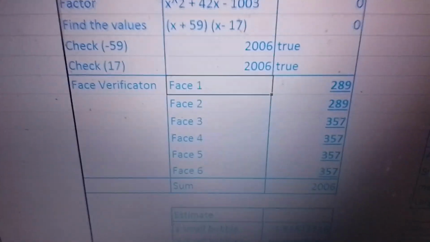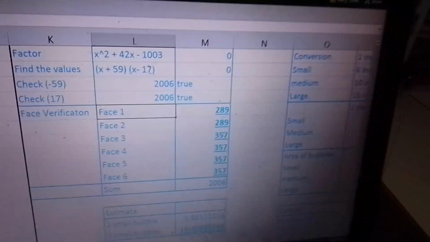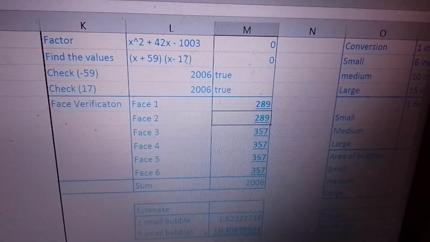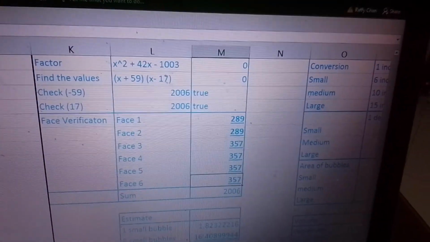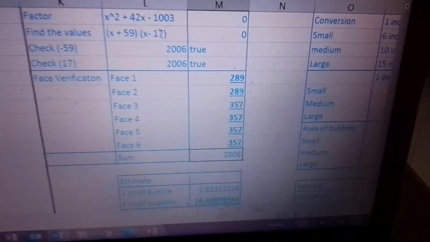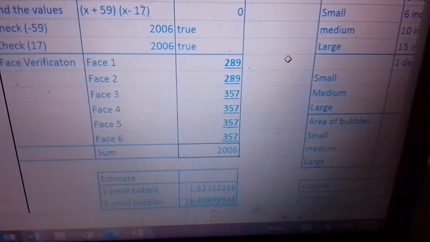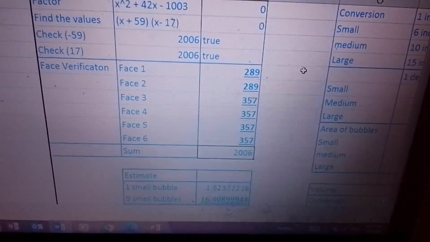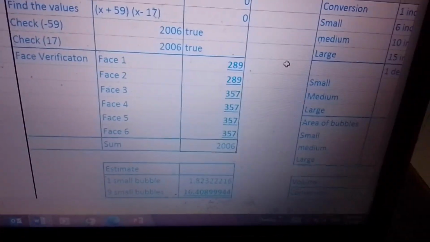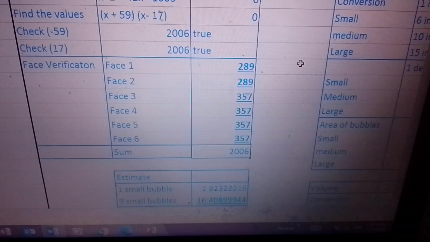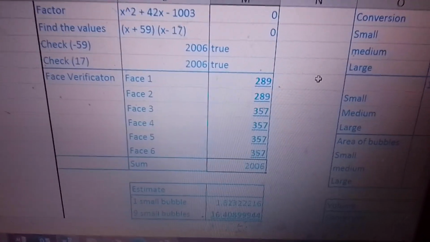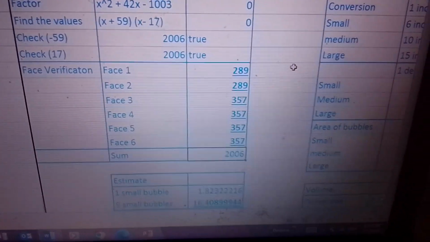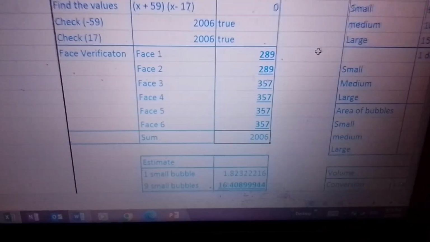This is the face, okay? So these are the two squares. We got 289. And then this one is 17 times 21. These are the four rectangles. And when we sum this up all together, we should get 2006, which was the reference surface area that we're supposed to be getting. So that is the surface area of the rectangular square prism.